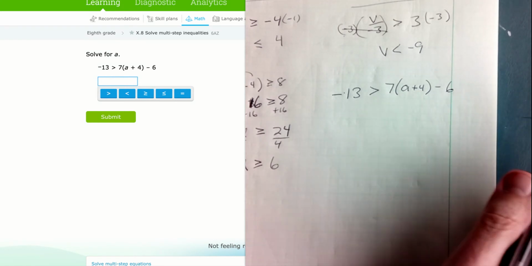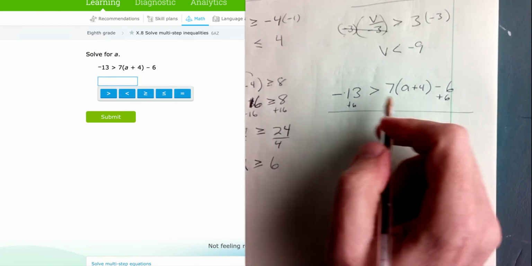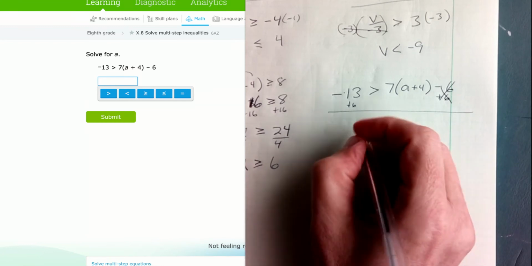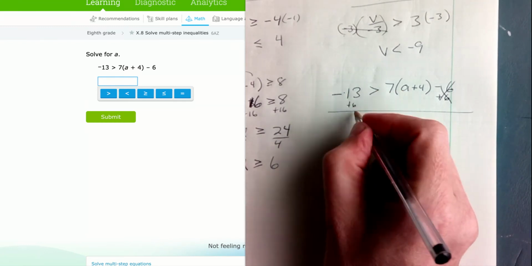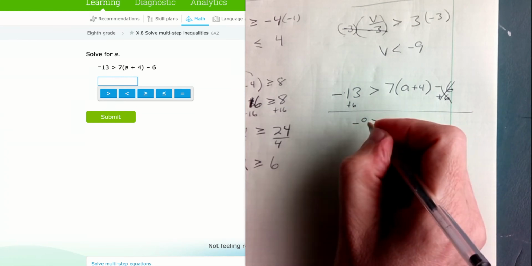So the first thing I'm going to do is add 6 to both sides of this inequality. The 6's cancel. Since I'm adding, the inequality symbol will not change. Negative 13 plus 6 is going to be a negative 7.